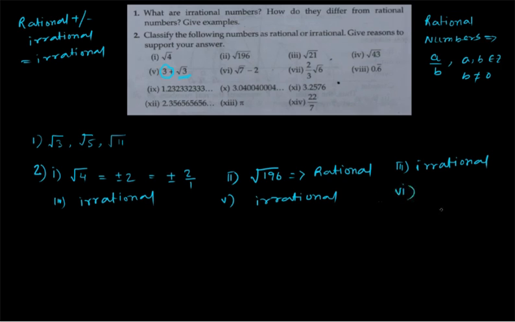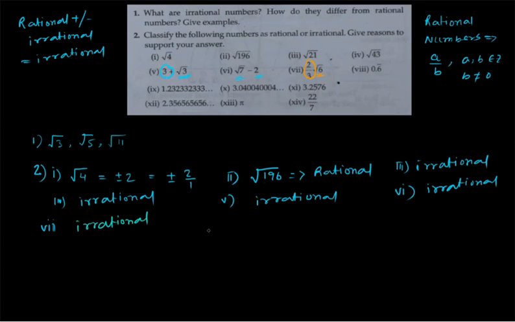Okay, the sixth one. Sixth one again, root 7. Root 7 is irrational, whereas the 2 is a rational number. Overall, it's a irrational number. The seventh one, it's given 2 by 3 into root 6. So 2 by 3 part here is rational, but because of this root 6, the overall number will be an irrational number. So it's also irrational.